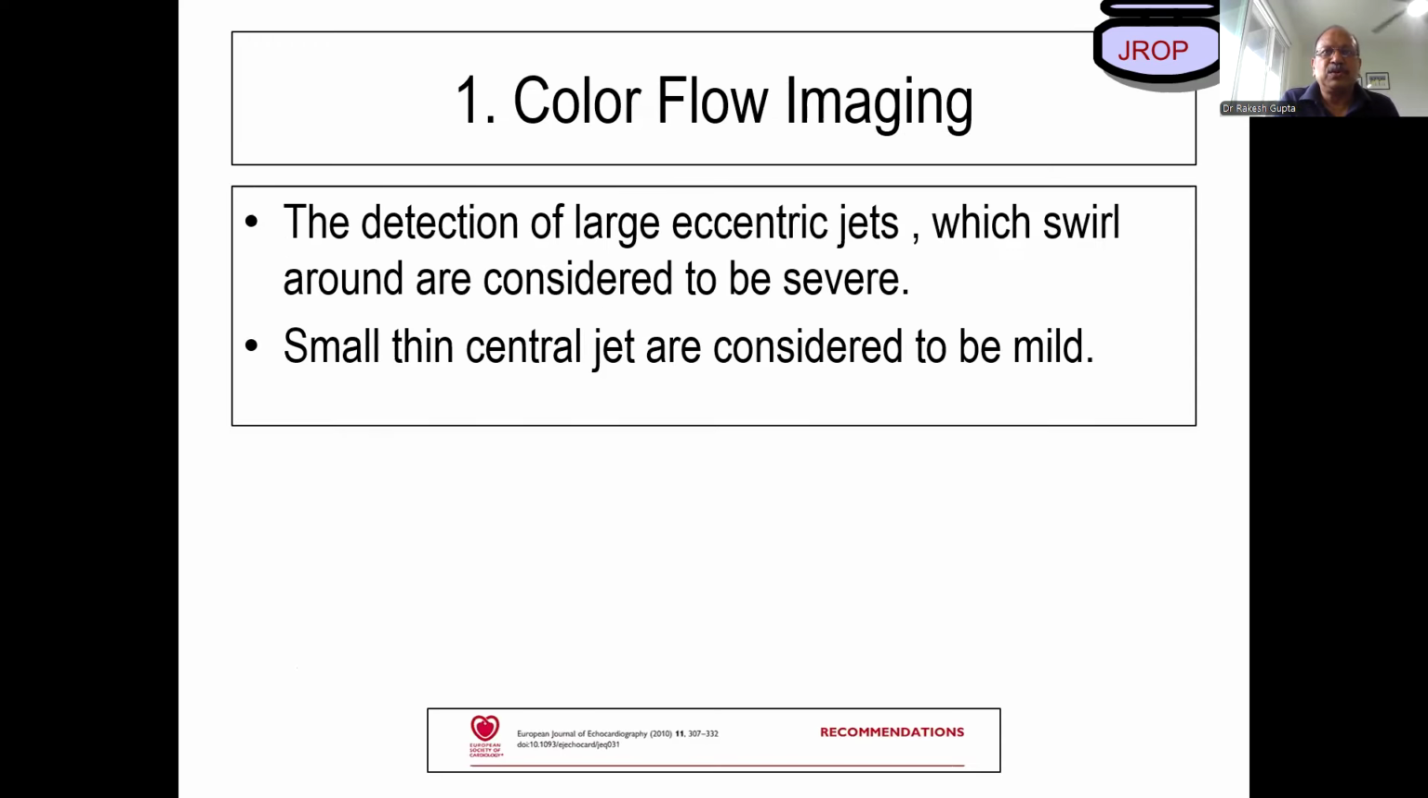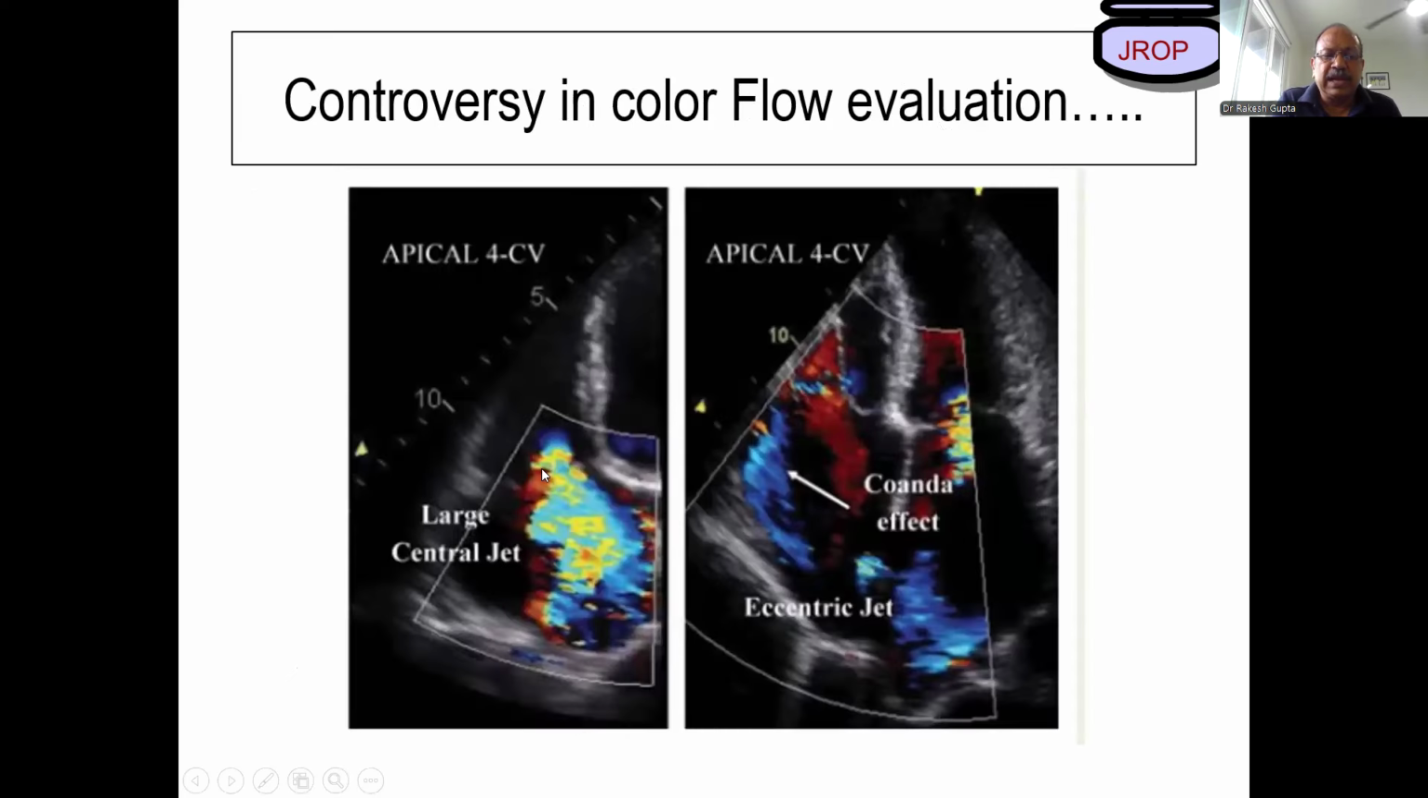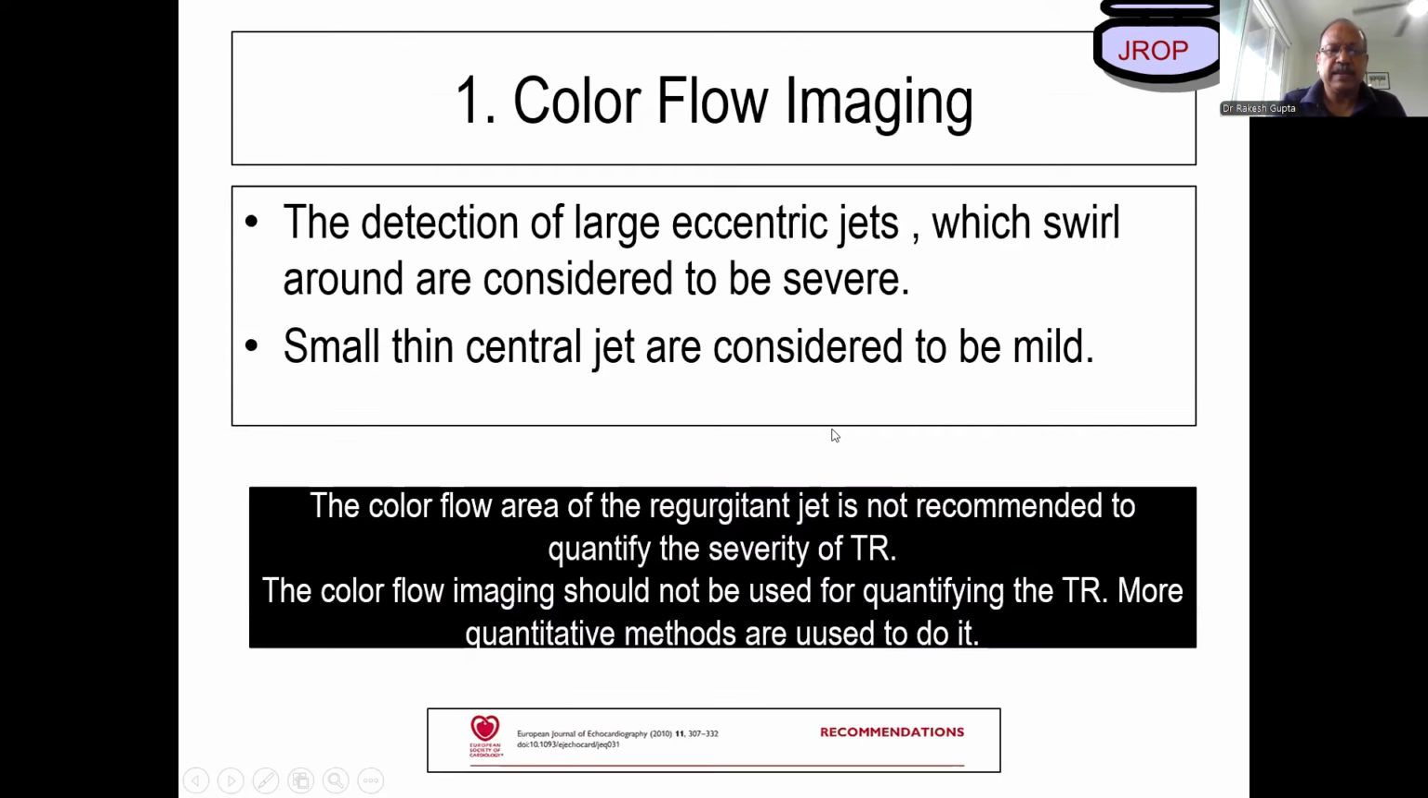And in the last, I would like to show you what is the most important thing amongst all these things. Color flow mapping, detection of a large eccentric jet which swirls around is considered to be severe. Small thin central jets are considered to be mild. Now look at this large jet which is swirling around. This is a large jet which is swirling around, and this is what is known as the Coanda effect. So what will happen if you happen to see this subset of population? Here the regurgitation jet is coming like this and going back as a positive signal of red color. The large eccentric jet which swirls around is considered to be significant.